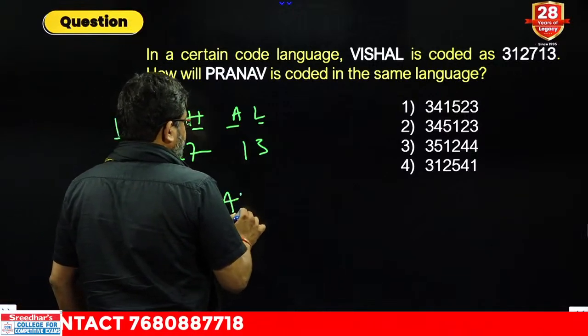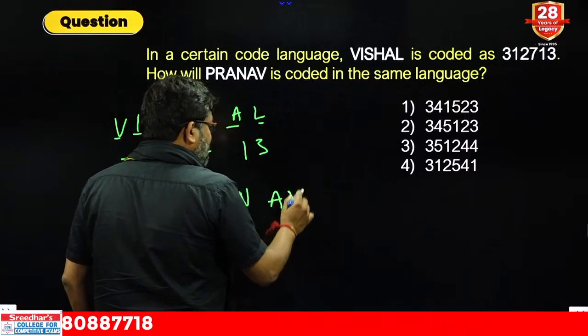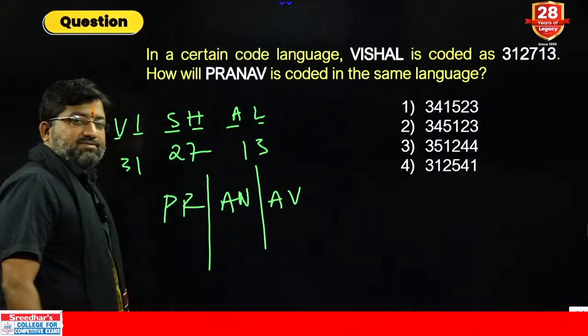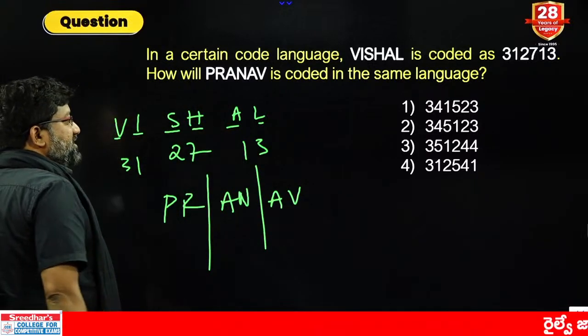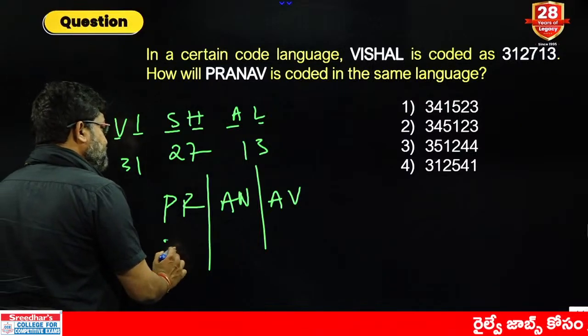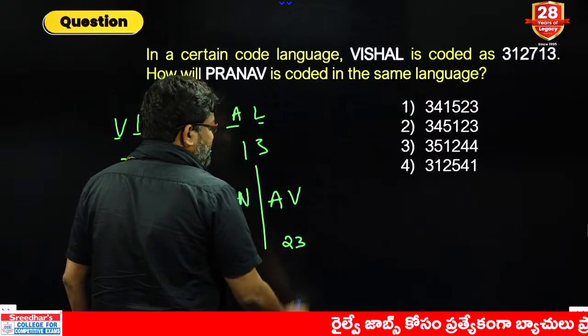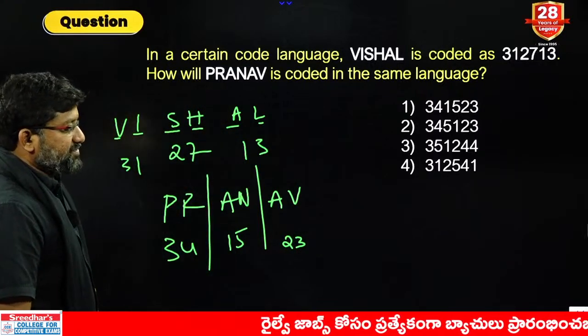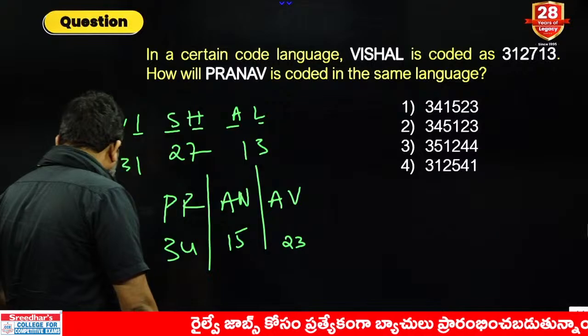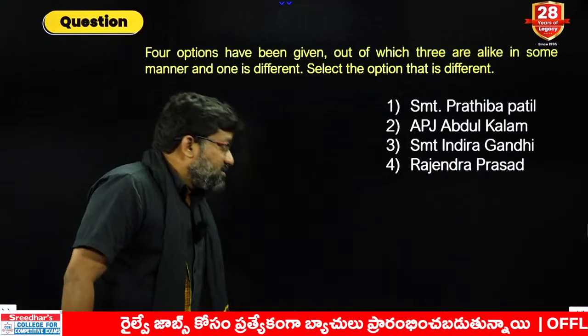Pranav, pairs of letters, add their place values. 16 and 18, 34. 1 and 14 is 15. 1 and 22 is 23. Come on, 34, 51, 23 is my answer. Fourth one. Go for this.